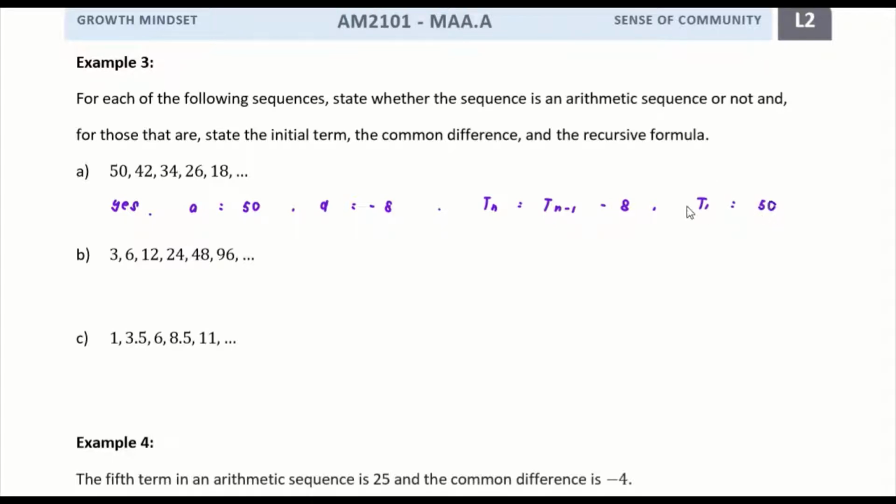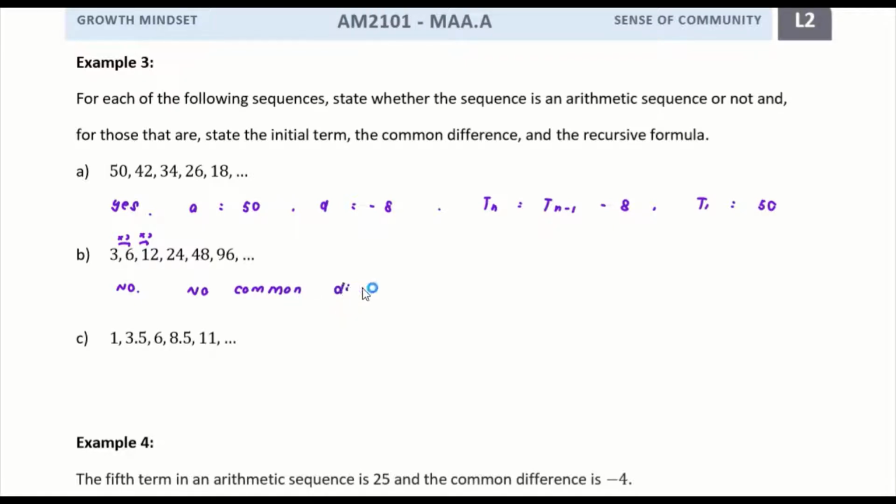Okay, so now part B: 3, 6, 12, 24, 48, 96. You'll realize here that it is a sequence, but how they get the sequence is that they multiply, am I right? So that's why it's not a common difference here. So the answer is no, because there is no common difference.